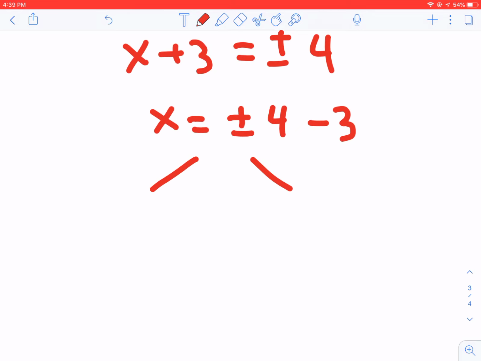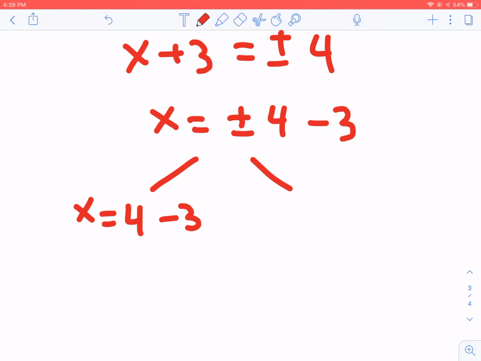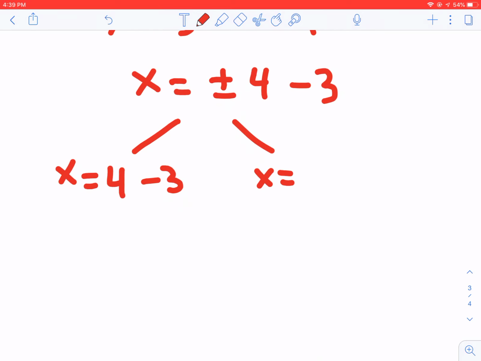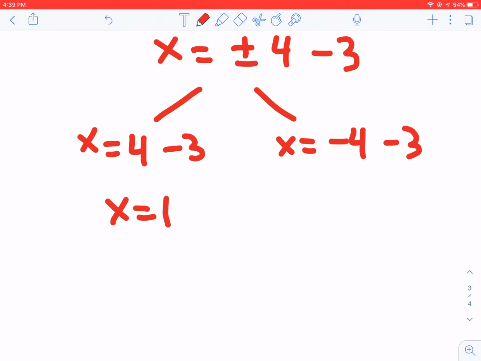But we get two answers. X equals positive 4 minus 3. And x equals negative 4 minus 3. So we get x equals 1 and x equals negative 7.